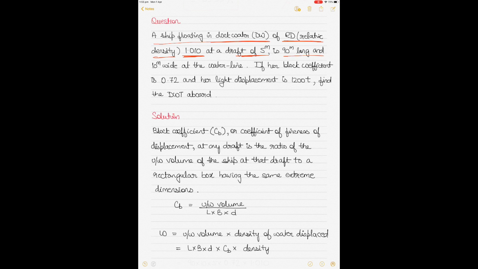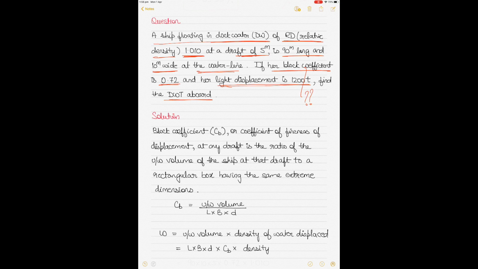The length and the width of the ship is also given to you at the waterline. Her block coefficient is 0.72 and her light displacement is 1200 tons. Find the deadweight aboard. So you know the meaning of most of the terms here and we've discussed it. We've discussed light displacement in the first question, we've discussed deadweight also in the first question. The only thing that we don't know here is block coefficient.